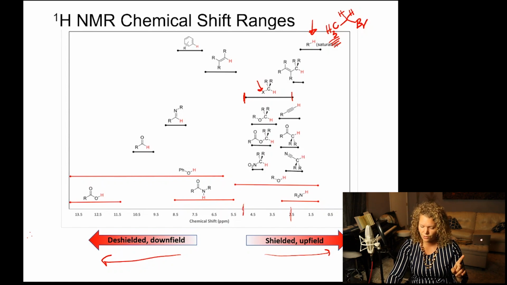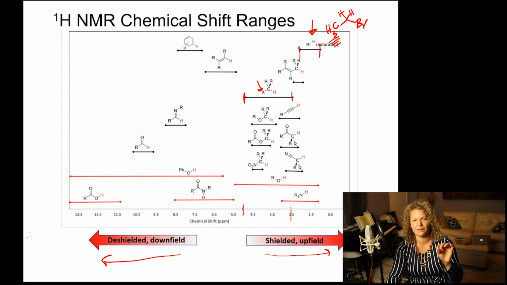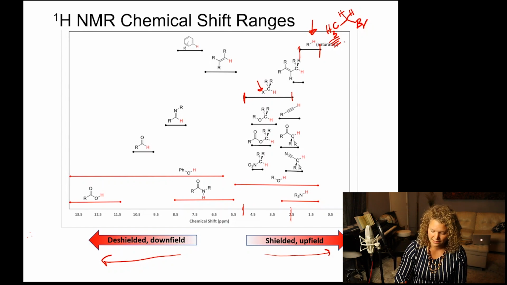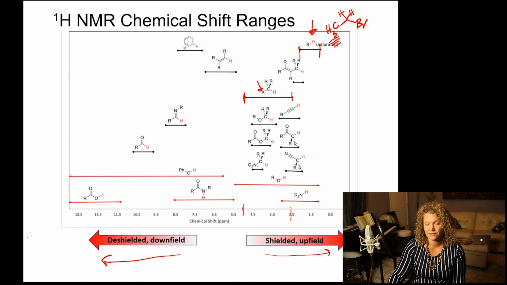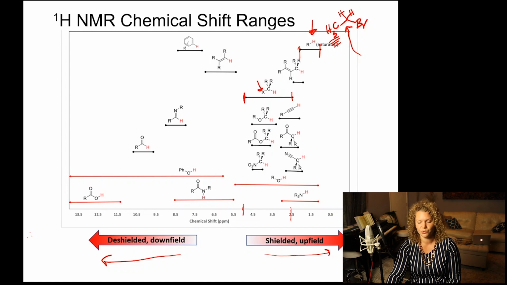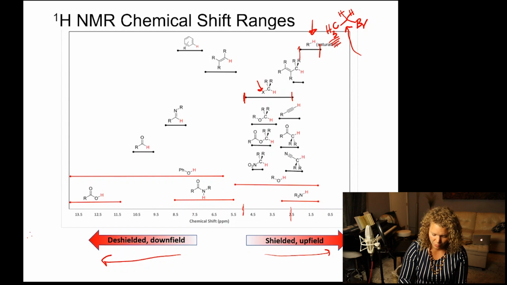But what I want you to notice is that the range of a hydrogen on a carbon directly attached to a halide is higher ppm than a hydrogen bound to a saturated alkyl chain. So in this case, our last example, based on this graph, we would expect this CH2 to be shifted downfield. Let's double check.